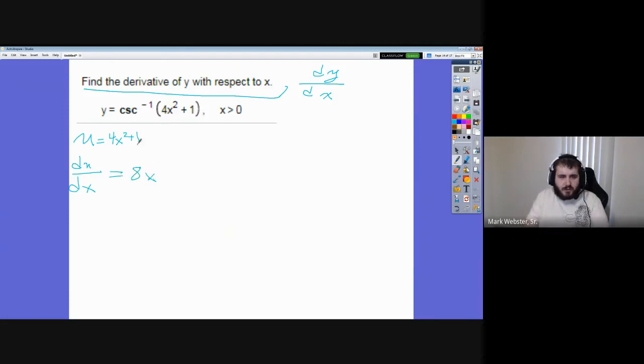Right, and then the derivative of this inside is 8x. And then, if I remember correctly, the only difference between what we just did and what we're about to do is that there's a negative sign on top. I'm going to go back and double check because I'm not 100% sure because, again, my memorization skills are very bad.